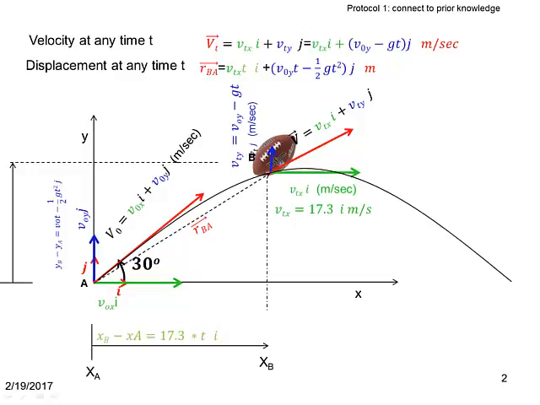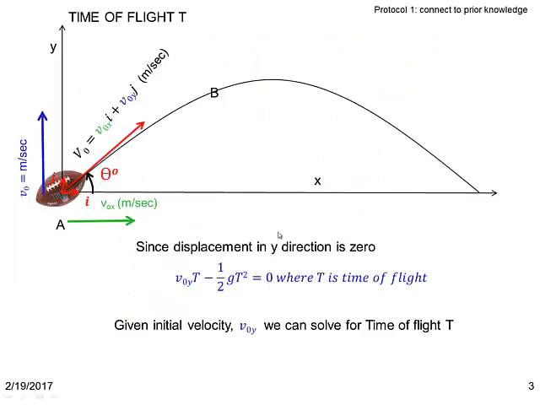To find the time of flight t, we can equate the displacement in the y direction to 0 and solve for t. In this equation, v0y is the initial velocity in the y direction.